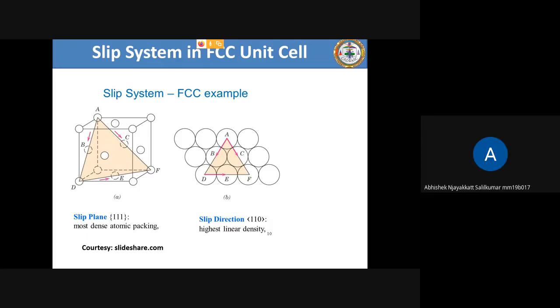Because one bar and zero, like zero can be in three places, right? So 3 into 2 into 2, something like that. Yeah, that's correct. So you have totally 12 110. But out of that, you don't consider parallel things, as a result of which you take only 6. But that is not relevant here, because this will come in the next slide for the BCC unit cell.